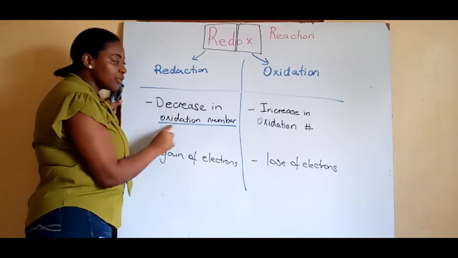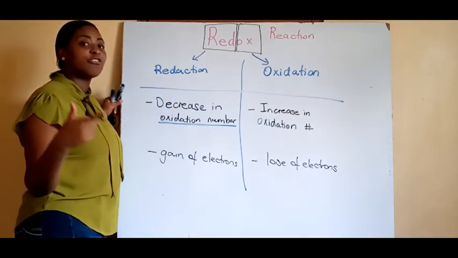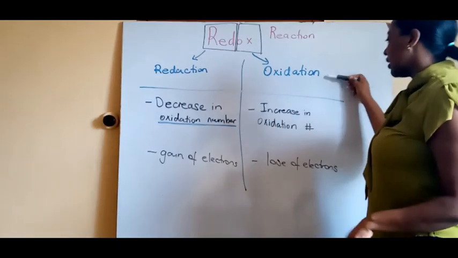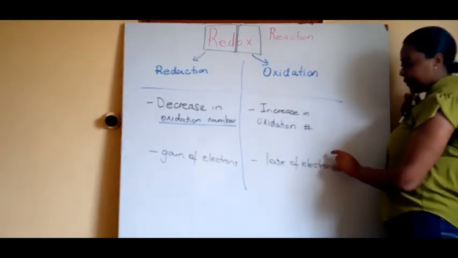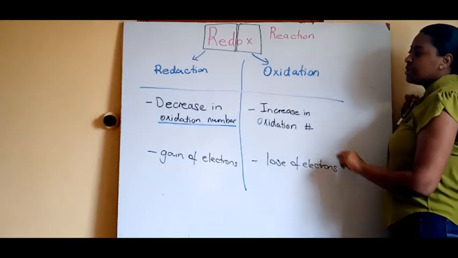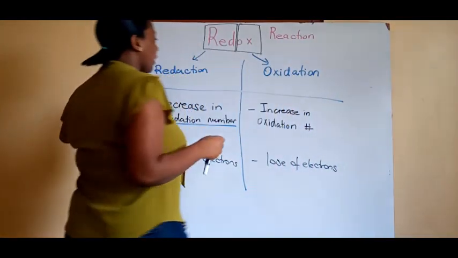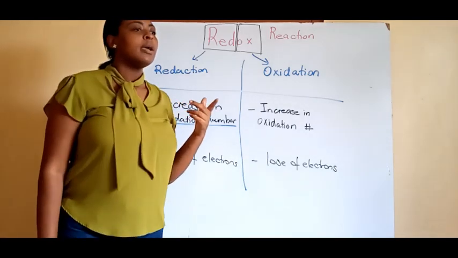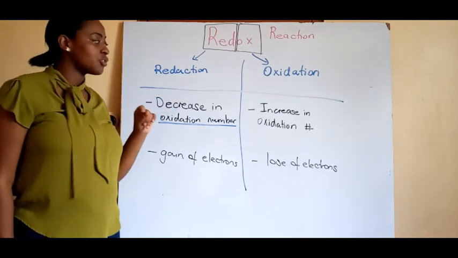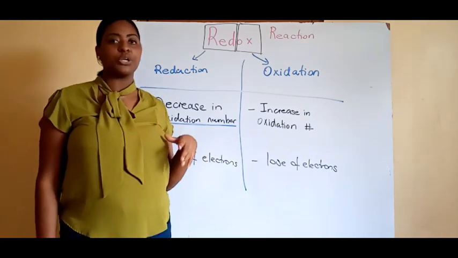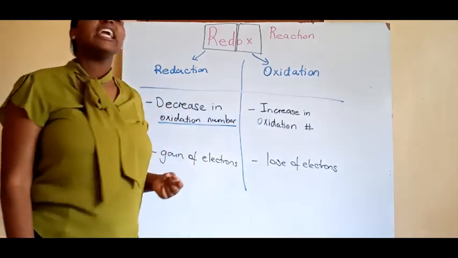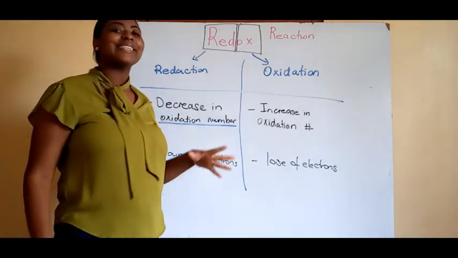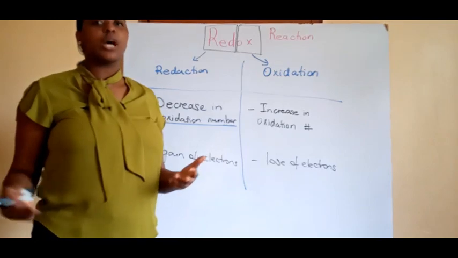So know that reduction is a decrease in oxidation number, or we can also define reduction as a gain of electrons, right? We're going to look at oxidation now. Oxidation is an increase in oxidation number, and it's the loss of electrons. So there are two ways that we can define reduction and oxidation. One is in terms of oxidation number. A decrease in oxidation number is a reduction reaction, and an increase in oxidation number is an oxidation reaction.